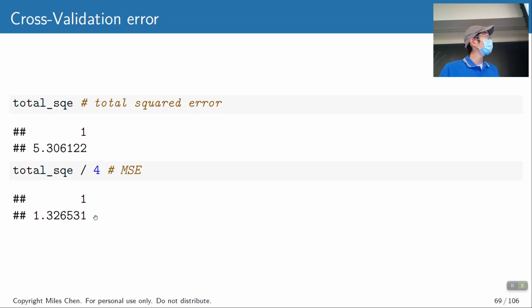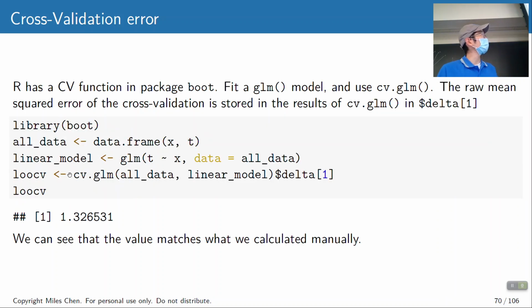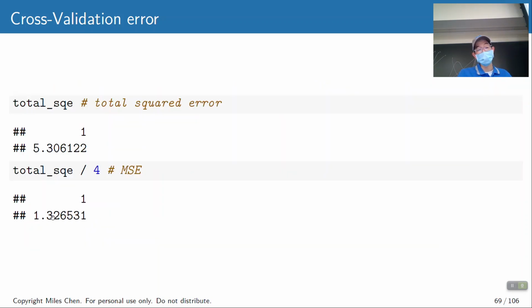Okay. Now, R has a function built in. There's a library boot, and if you run library boot, you can do cross-validation with cv.glm, and this will figure out your cross-validation error. If you follow this code, you take your original data, X and T, this is all data, and predict T based on X, and do cross-validation based on this. It says your leave one out cross-validation error is 1.326531, which is exactly what we got when we did it manually over here.